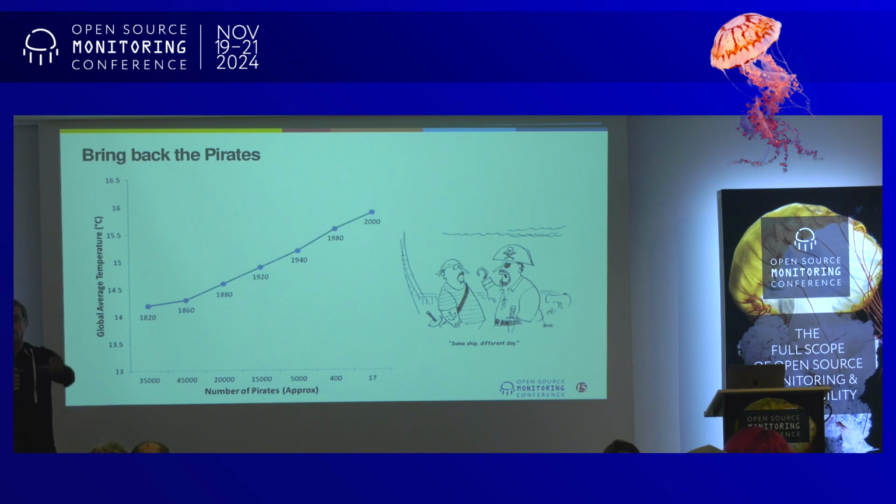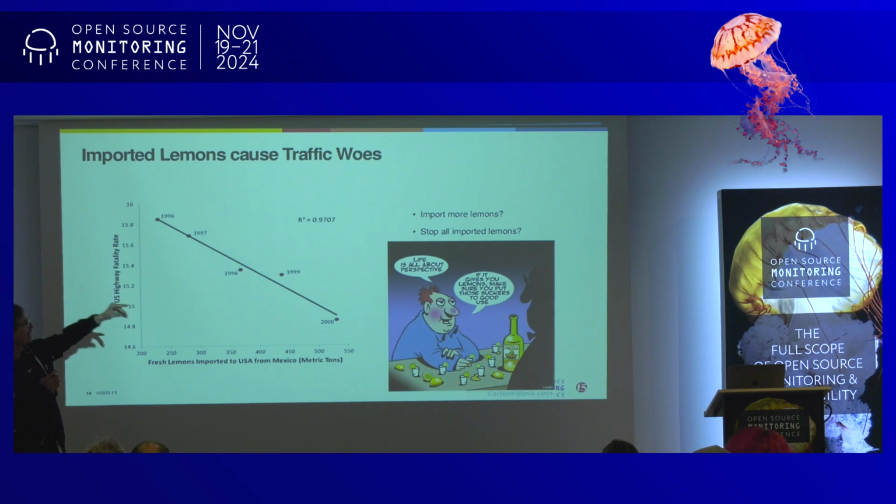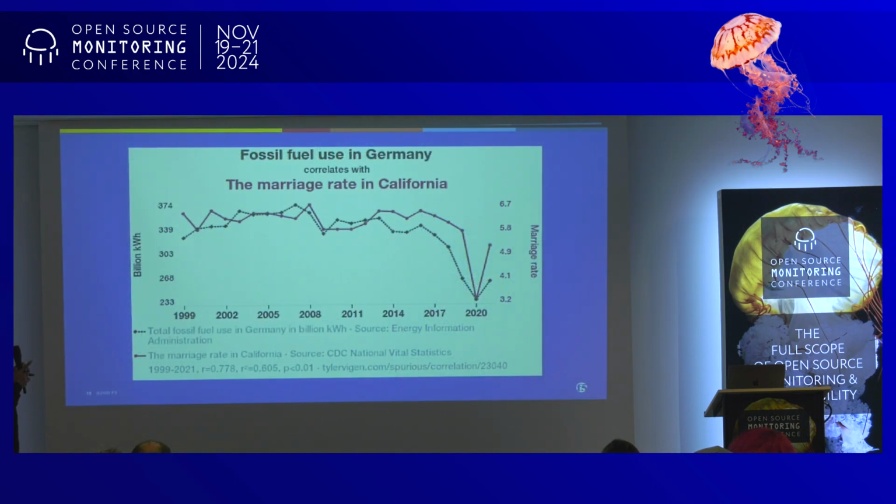If you look at this, the number of pirates directly relates to the average global temperature. We need more pirates because we've only got 17, and look how much it has climbed over that time. Likewise, in the US, imported lemons directly relate to automobile fatalities. So do we do away with lemons altogether, so we don't have a zero point, or do we get lots more lemons because it's going down over time?